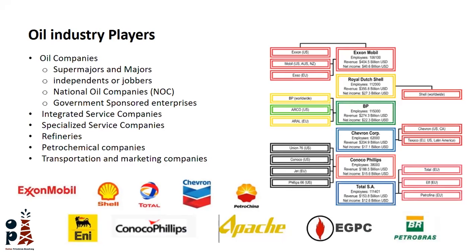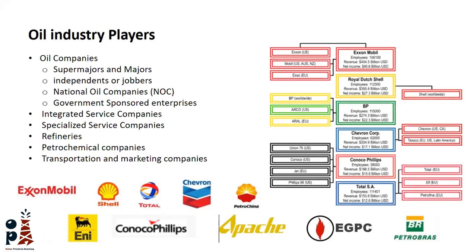If we look at the chart on the right, we find that ExxonMobil's revenue per year is around $400 billion, and the net income for the company is around $40 billion. This is a huge number for investment. Then there are smaller companies like Apache and those in China.